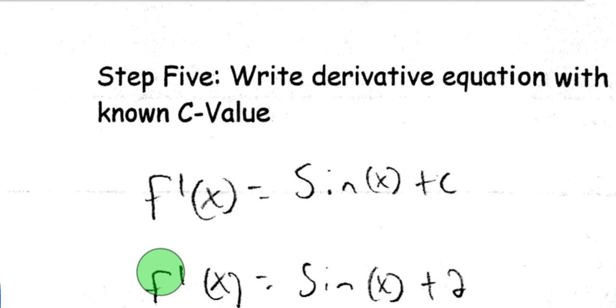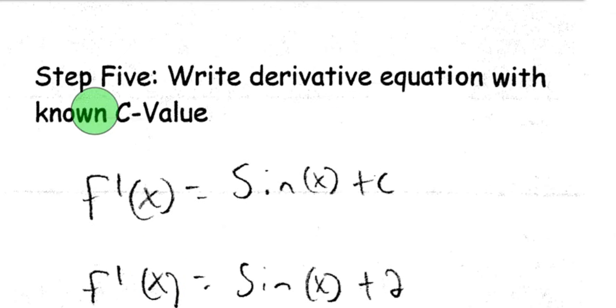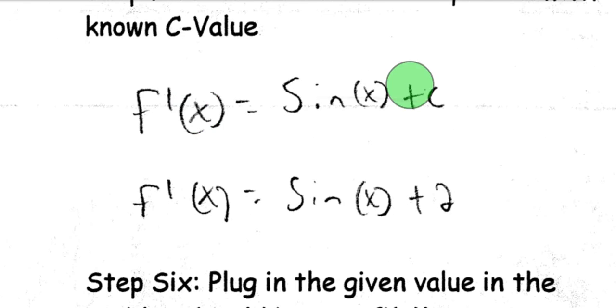Step 5, write the derivative equation with the known c value. So we're going to plug in 2 for c here. And now we have f prime of x equals sine of x plus 2. Again, you're given the second derivative. You want to solve for something dealing with the first derivative.